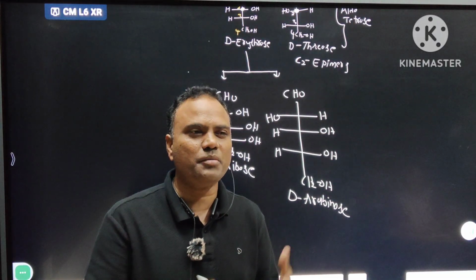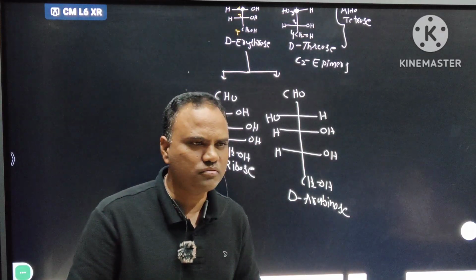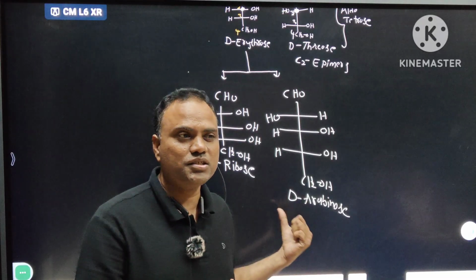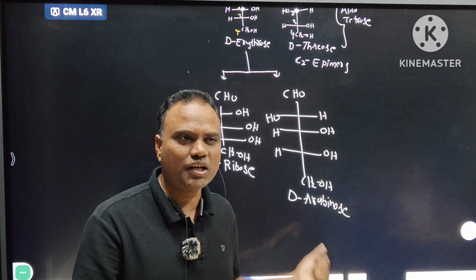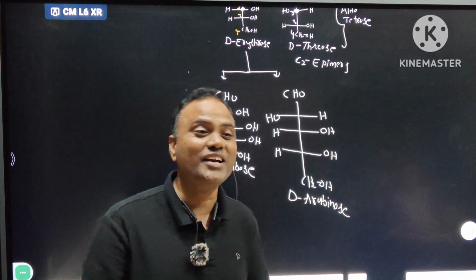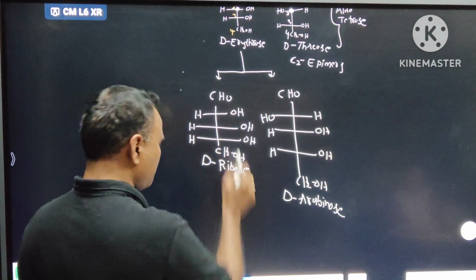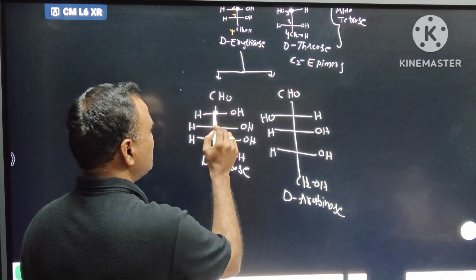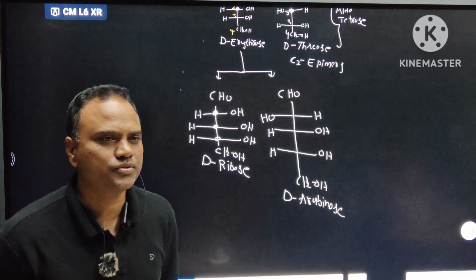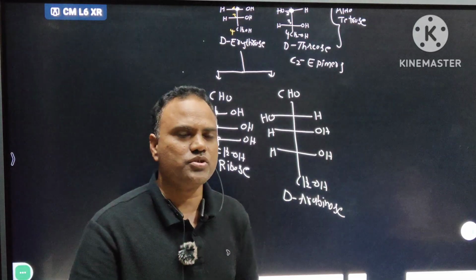So what do you have to remember? Pair combinations. Erythrose and threose, one combination. Ribose and arabinose, one combination. But this is an aldo. Triose or pentose? Pentose. How many carbons are present in this? 1, 2, 3, 4, 5. This point is important. Aldopentose. Which of the following is an aldopentose? Ribose, arabinose.